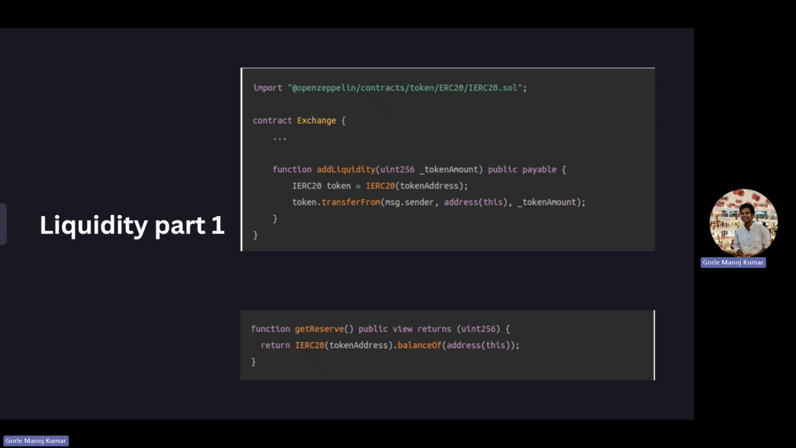We are creating a function that adds liquidity, and in this function the input would be an integer, the token amount. And this is a public function, so others can also call it. I mean, other users on the blockchain can call it. And payable is some gasless transaction, gas transaction. Like, is that transaction payable, or is it just showing the balance?